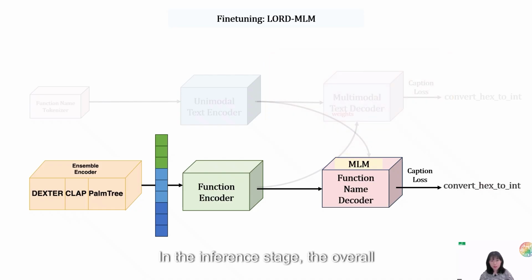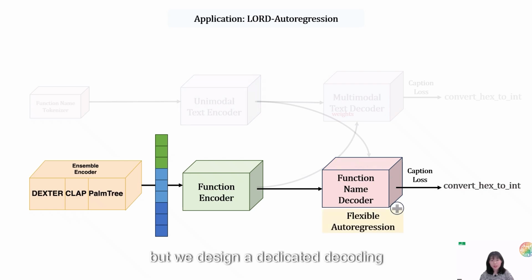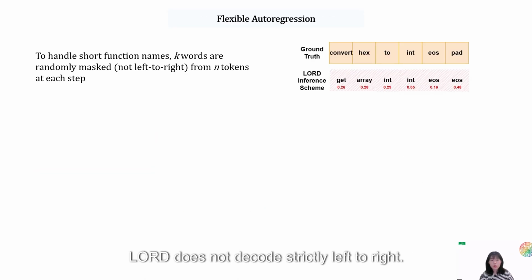So, in the inference stage, the overall architecture remains similar to the fine-tuning stage, but we design a dedicated decoding strategy, flexible autoregression, to enhance the precision of function name prediction, and the decoding process proceeds in several steps. And in this scheme, LORD does not decode strictly left to right. To use an example for illustration, at step 1, it predicts all positions in parallel and picks the token with the highest confidence, say EOS at position 5 with 0.48 confidence, and this token is fixed, and the process repeats.